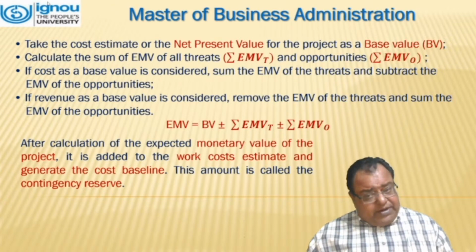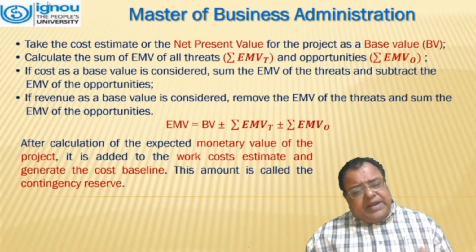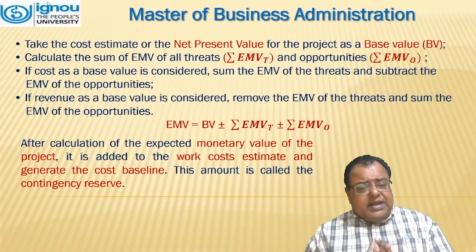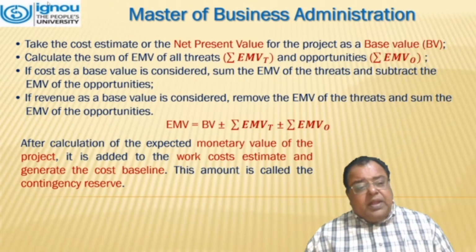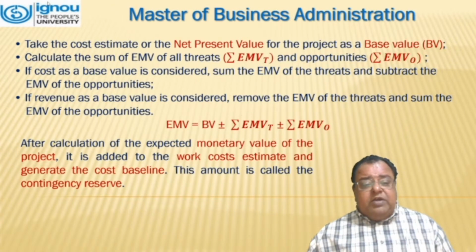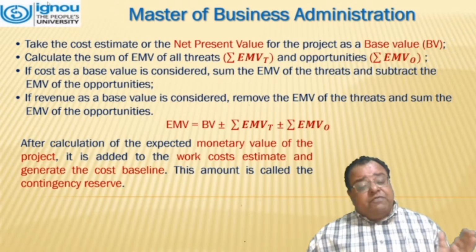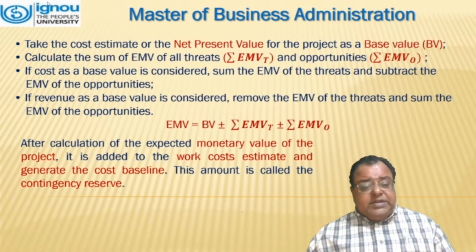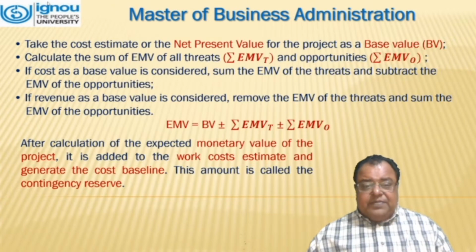If revenue as the base value is considered, remove the EMV of threats and sum the EMV of opportunities. After calculation, we have the basic formula, that is EMV equals PV plus minus summation of EMV T plus minus summation of EMV O. After calculation of the expected monetary value of the project, it is added to the work cost estimate and generates the cost baseline. This amount is called the contingency reserve.